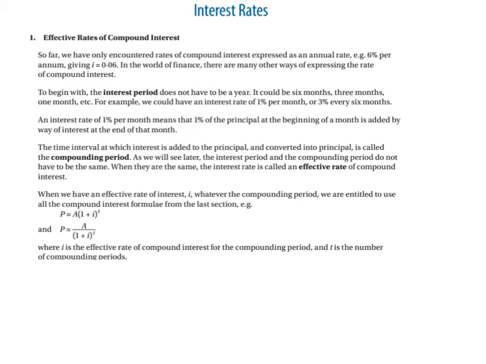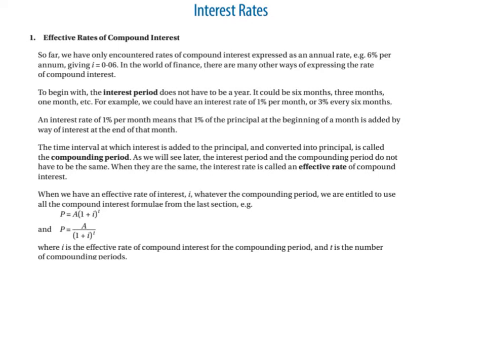Hi guys, so today we're going to look at interest rates, and the first thing we're going to look at is what's called effective rates of compound interest. So far we've essentially been looking at annual rates, and this isn't always the case in finance. It doesn't have to be a year, it could be 6 months, 3 months, 1 month, it could be a day. An example here is an interest rate of 1% per month or 3% every 6 months.